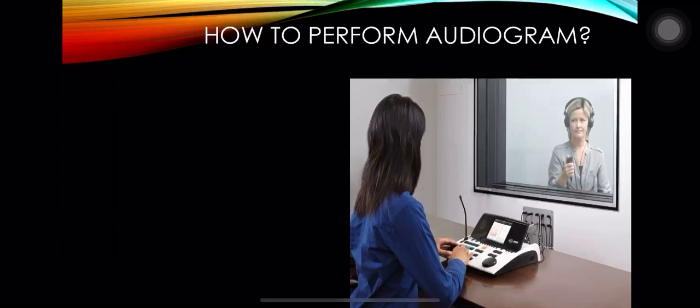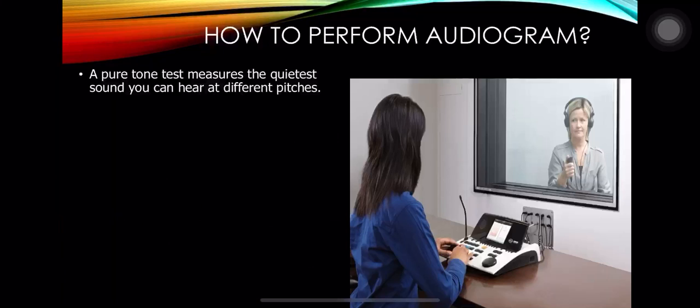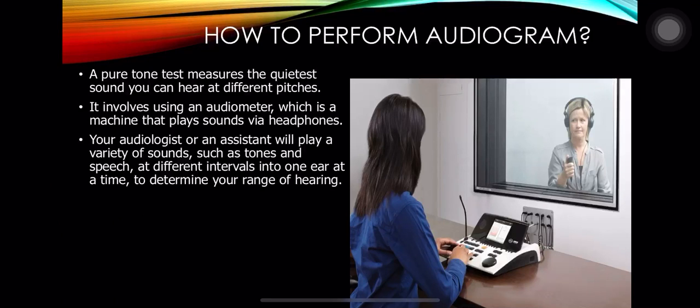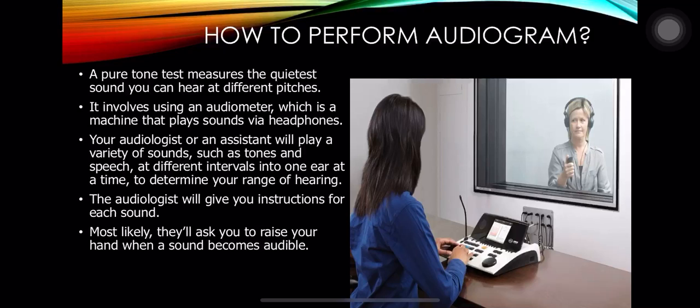How to perform audiogram? A pure tone test measures the quietest sound you can hear at different pitches. It involves using an audiometer, which is a machine that plays sounds via headphones. Your audiologist or an assistant will play a variety of sounds such as tones and speech at different intervals into one ear at a time to determine your range of hearing. The audiologist will give you instructions for each sound. Most likely, they will ask you to raise your hand when a sound becomes audible.